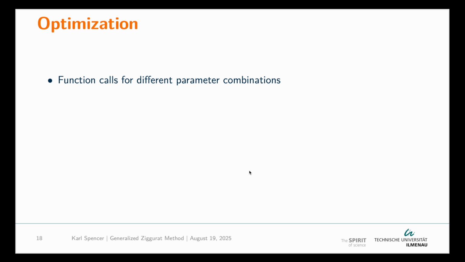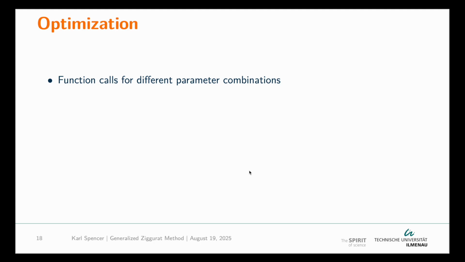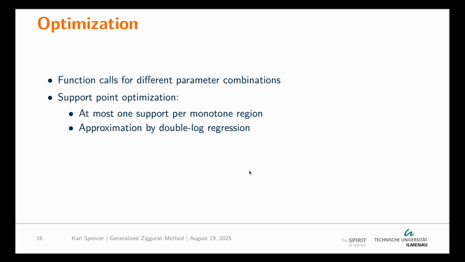We can see here the advantage of the generalized Ziggurat method is that we can have densities which are no longer bounded, because we can use unbounded reference densities. In order to optimize, we view the calling of different parameter combinations in every function call. This has the disadvantage that we cannot pre-compute the Ziggurat and have to compute it anew in every step. We further do support point optimization, which in this case yields that at most one support point per monotone region is ideal, which can be approximated by double logarithmic regression.